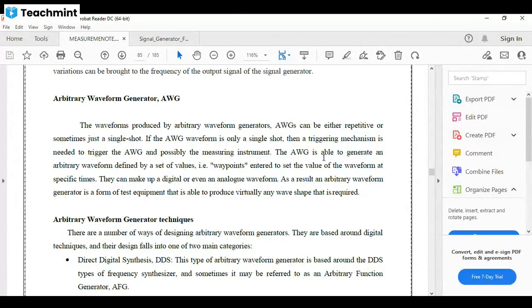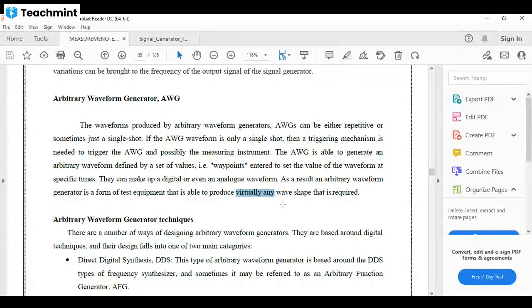And AWG is able to generate an arbitrary waveform by defining the set values, that is the wave points, and entering the set value of the waveform at a specific time, and then it can make a digital or even an analogue waveform. As a result, the arbitrary waveform generator is a piece of test equipment able to produce virtually any wave shape that is required, for any kind of instrument or electronic equipment testing purpose.